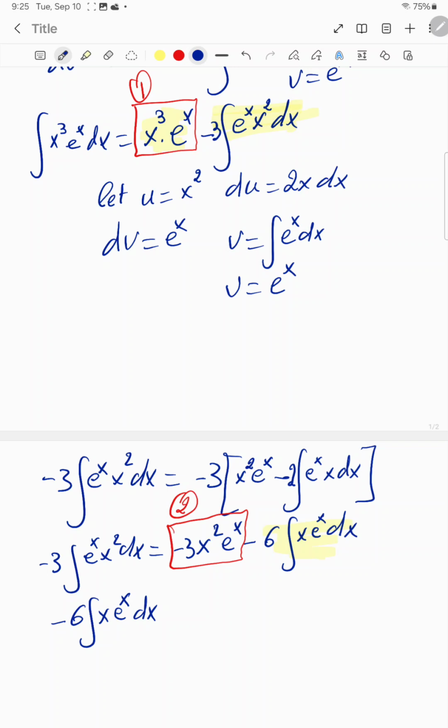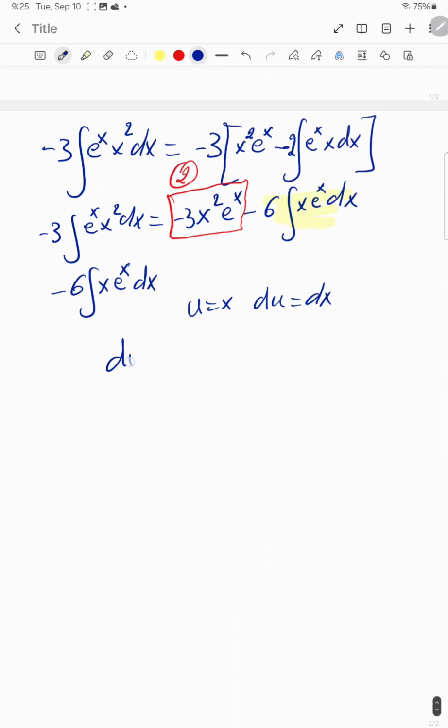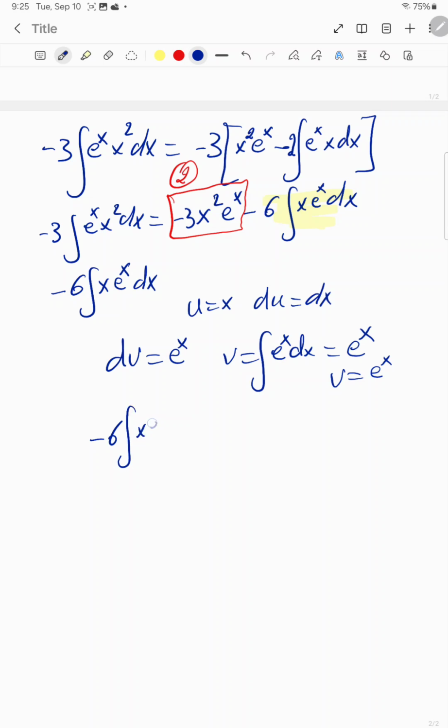Again, I'm going to use the same thing, integral of u dv. I will take u equal to x, so du is equal to dx, and dv is equal to e to the power of x, so my v is equal to the integral of e to the power of x dx, which is equal to e to the power of x. So my v is equal to e to the power of x. So minus 6 integral of x e^x dx is equal to minus 6 times u times v, x e to the power of x, minus integral of v du. My v is equal to e to the power of x and my du is equal to dx.